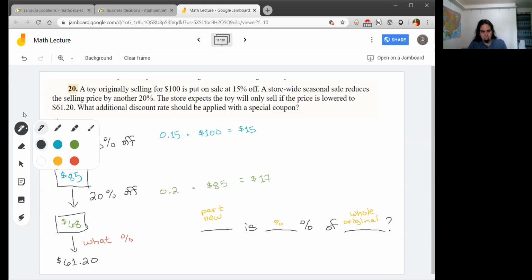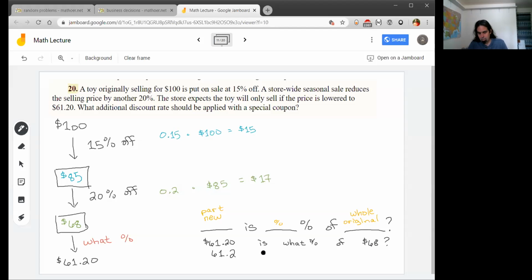So we want to say that 61.2 is what percent of 68? So 61.2 becomes equals, of becomes multiply, divide both sides by the same thing to get y by itself.